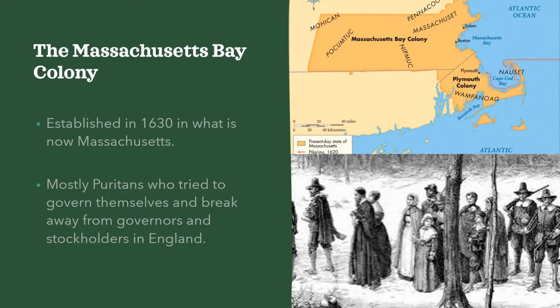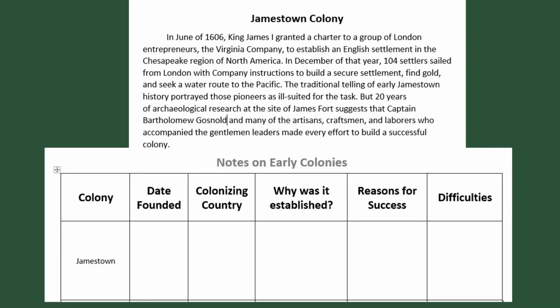The Massachusetts Bay Colony was established in 1630 in what is now Massachusetts. This colony was very interesting to read about because it was made up of mostly Puritans who tried to govern themselves and break away from governors and stockholders in England. So you'll have to read to find out how that went when they tried to break away from England.